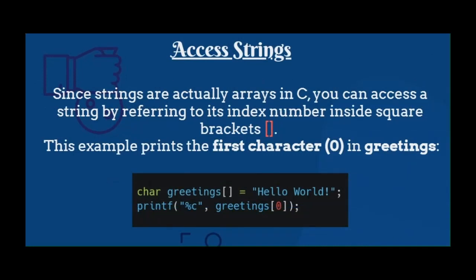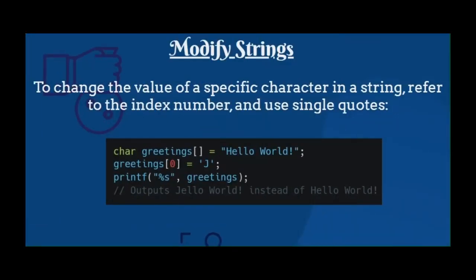Access strings. Since strings are actually arrays in C, you can access a string by referring to its index number inside square brackets. This example prints the first character, 0, in greetings. Note that we have to use the %c format specifier to print a single character. Modify strings. To change the value of a specific character in a string, refer to the index number, and use single quotes, like this example.